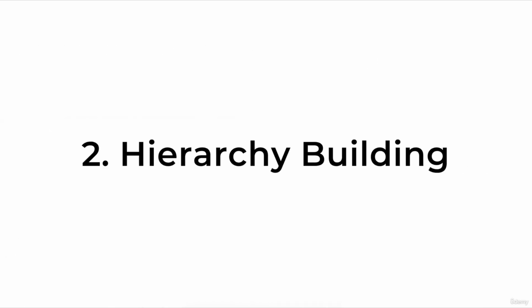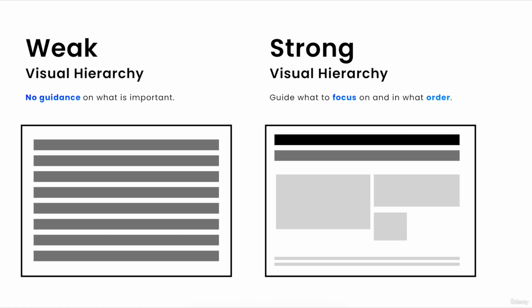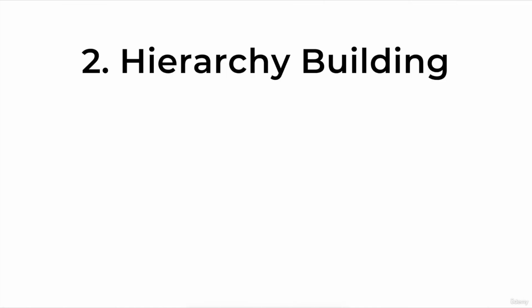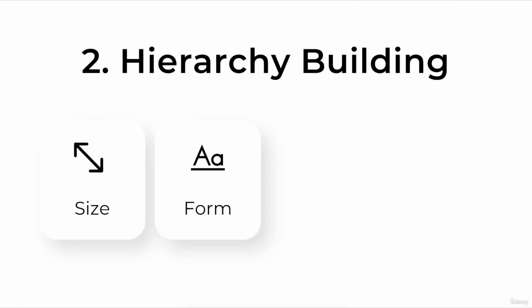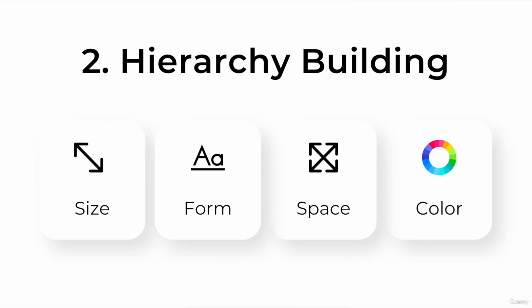And then we move on to the next step, hierarchy building. Like we have covered before, a strong visual hierarchy makes content much easier to understand. The 4 key elements of building visual hierarchy are size, form, space, and color.